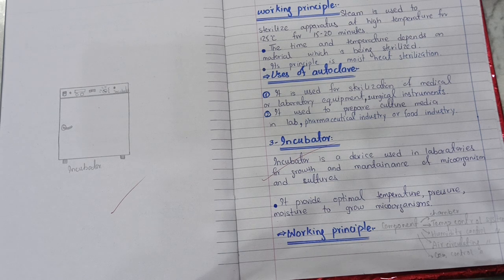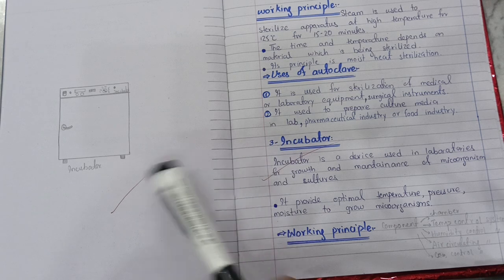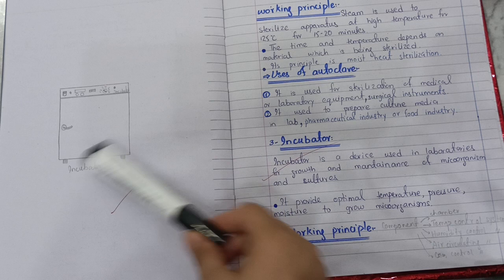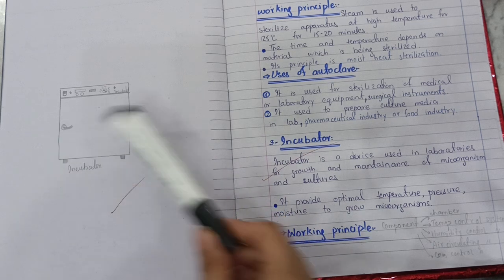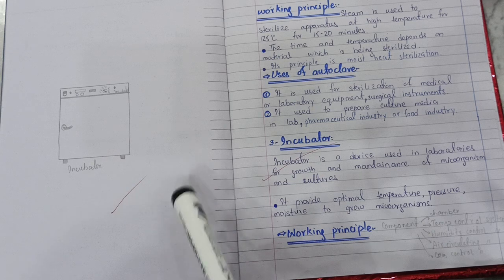So the next instrument which is being used in the microbiology lab is called an incubator. So what is an incubator? Here the diagram of the incubator is drawn. It is a box shaped container. When you open it, it consists of three shelves, and we will put any kind of material onto it. And what is its function?